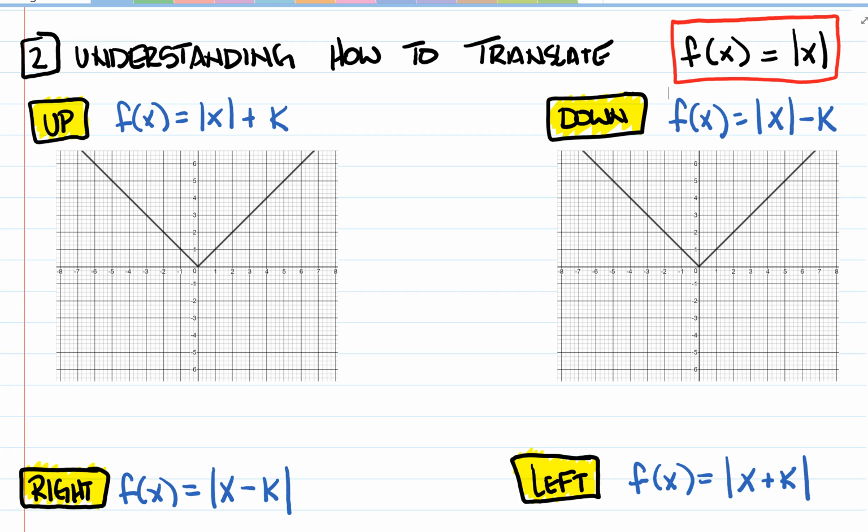In box number 2, we're going to understand how to translate, and the word translate just means to move the graph around. We're going to learn how to translate the graph of f(x) equals the absolute value of x. There are 4 ways to translate a graph: we can go up, down, left, or right.